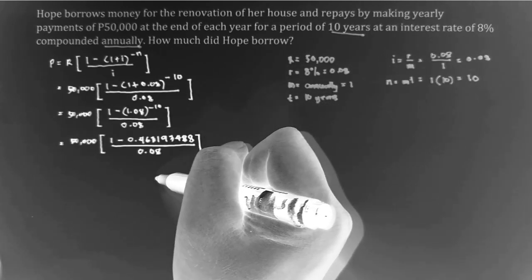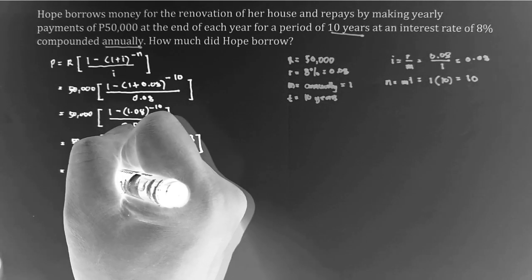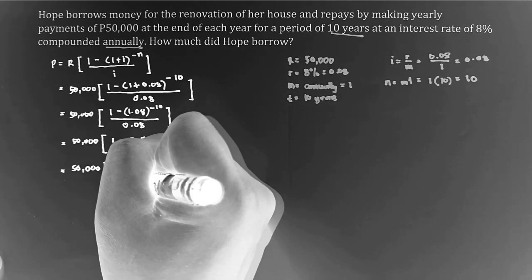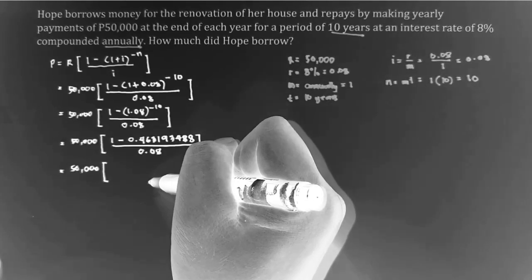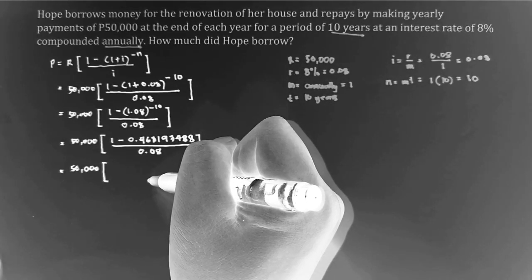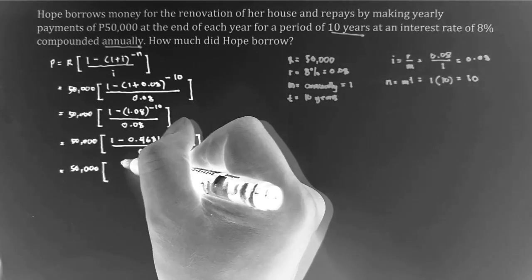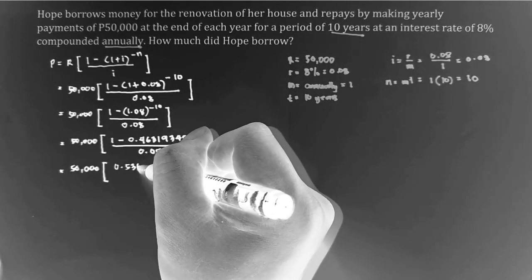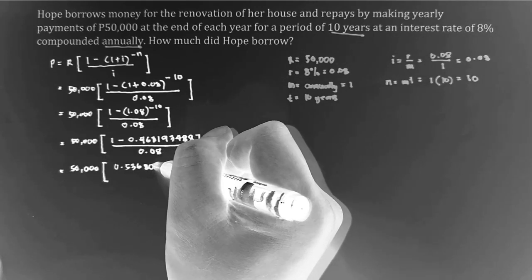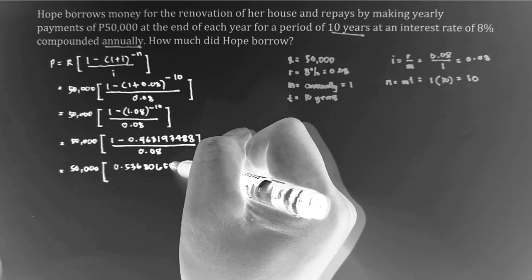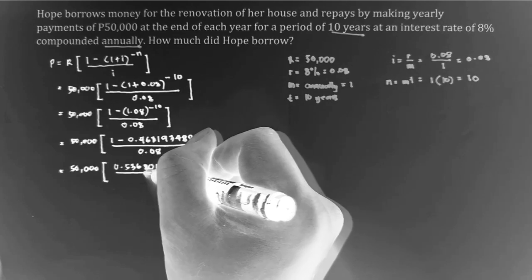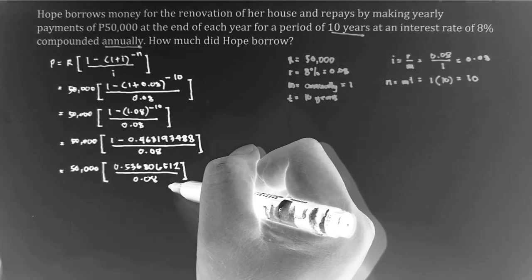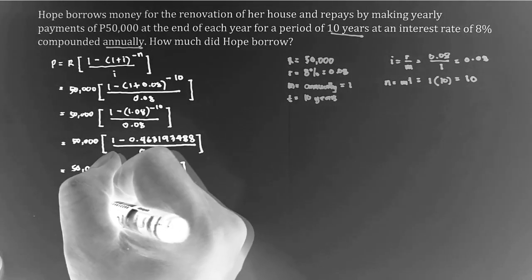So next ay isubtract natin yung nasa numerator natin ng mga numbers. So we'll have 50,000 times 1 minus 0.463193488. That will give us 0.536806512, and then over 0.08. So after nyan, i-divide natin yung dalawang yon.